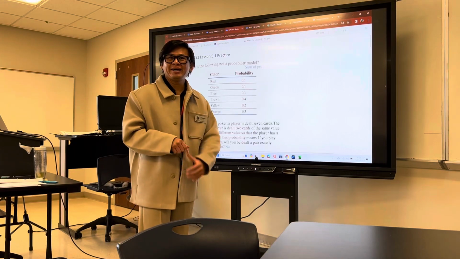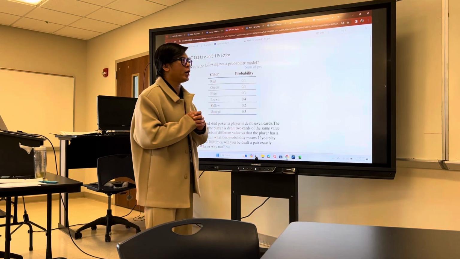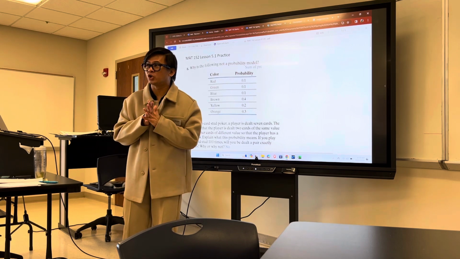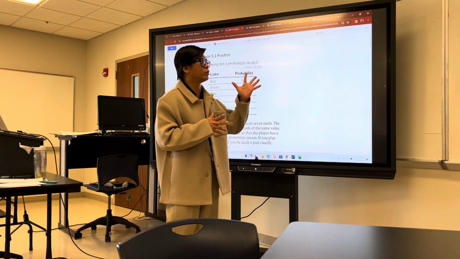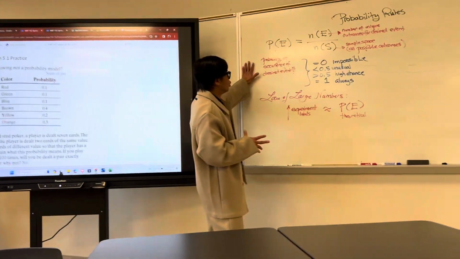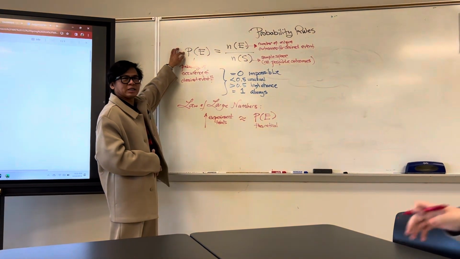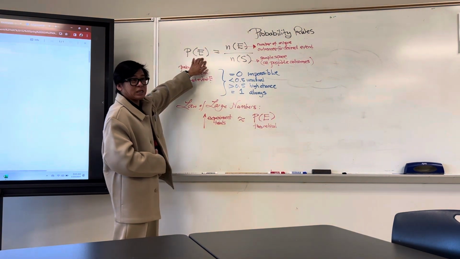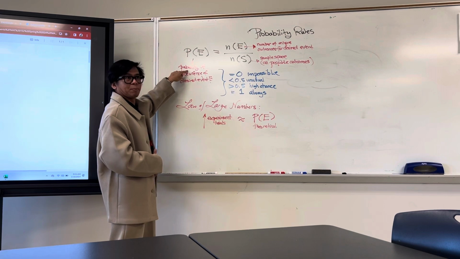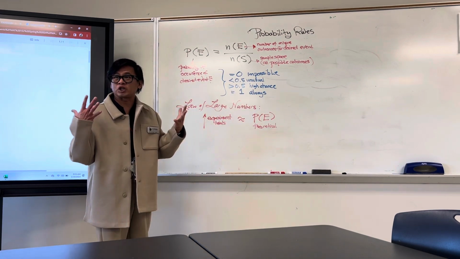All right, ready, guys? Okay, so at this point, we're gonna deal with our probability rules. These are our terminologies for probability rules. So we have this notation P of E. And what does it mean?